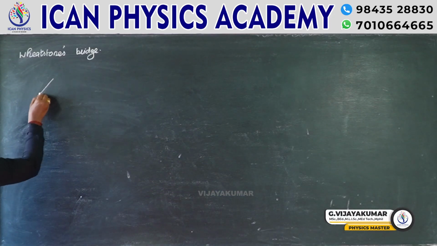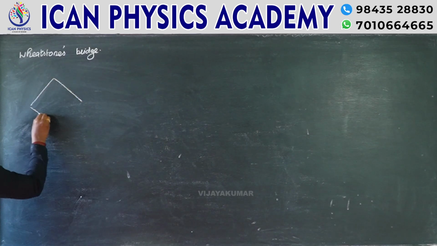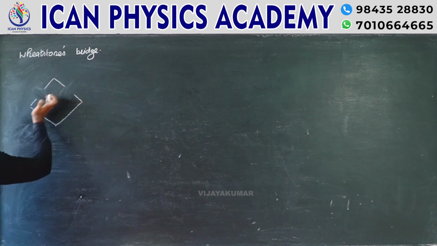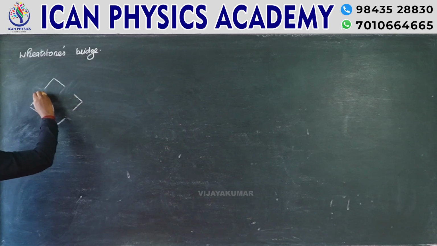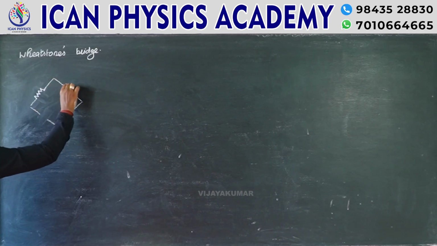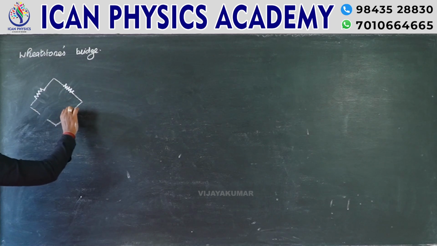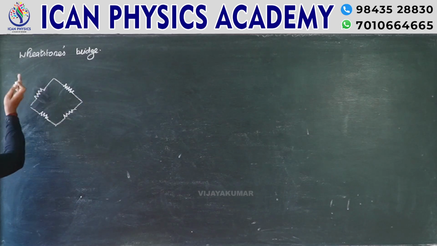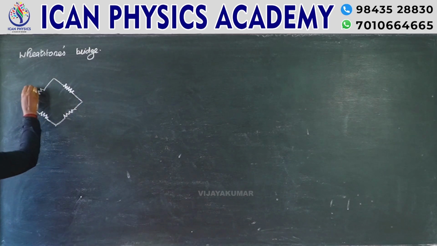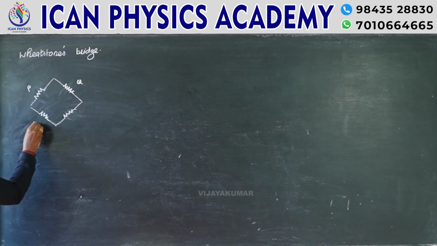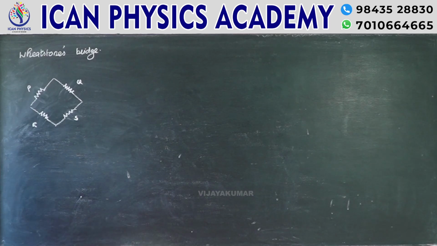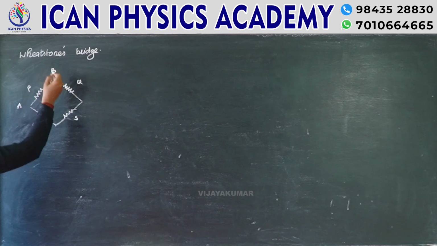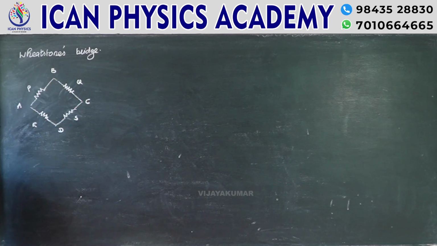A Wheatstone's bridge. Let us consider 4 arms. In those 4 arms, we are connecting 4 resistances, say P, Q, like that. Now give the names to the resistances: P, Q, R, S. Now give the names to the junctions: A, B, C, and D.